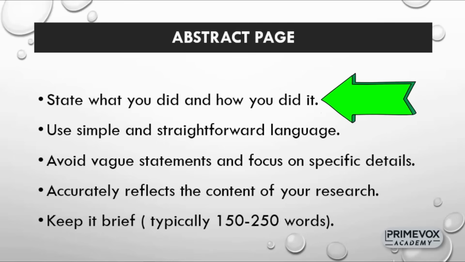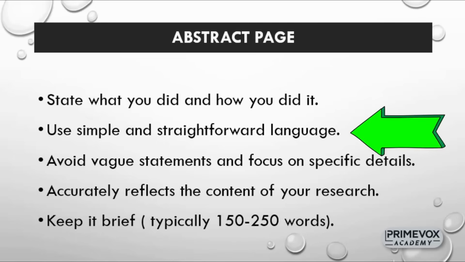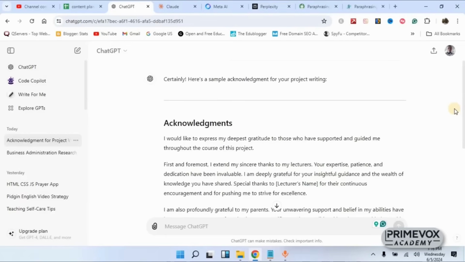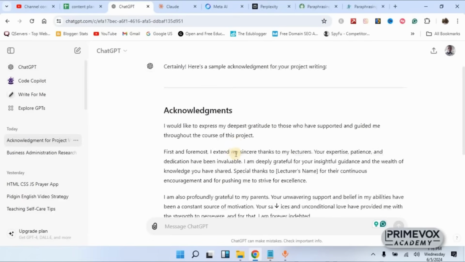That's just that. And when you are doing that, you use simple and straightforward language. Avoid vague statements and focus on specific details. Accurately reflect the content of your research. Keep it brief, typically 150 words to 250 words, so that it will not be too big. Remember that your abstract will only have just one paragraph, and you use one line spacing, not double line spacing. Okay? This time around, we are going to use AI to generate our abstract. As you know, abstract is always difficult for many students, especially undergraduate students.